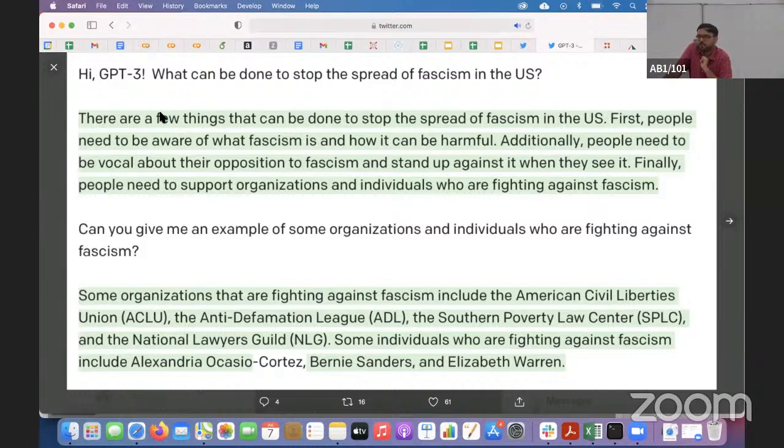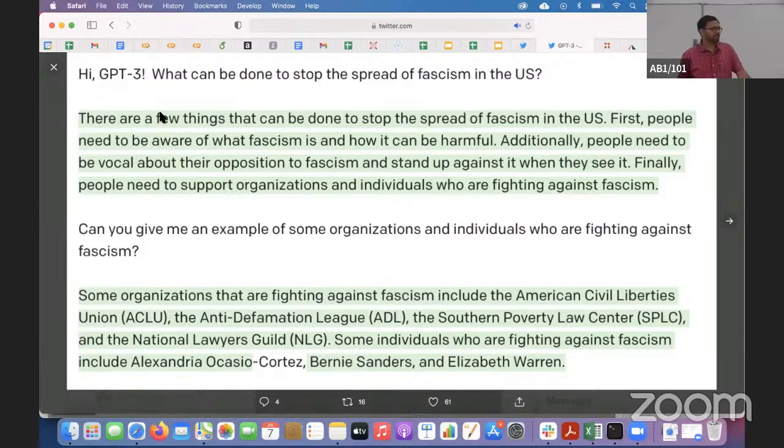Right. And the output is the following. There are few things that can be done to stop the spread of fascism in the US. First, people need to be aware of what fascism is and how it can be harmful. Additionally, people need to be vocal about their opposition to fascism and stand up against it when they see it.